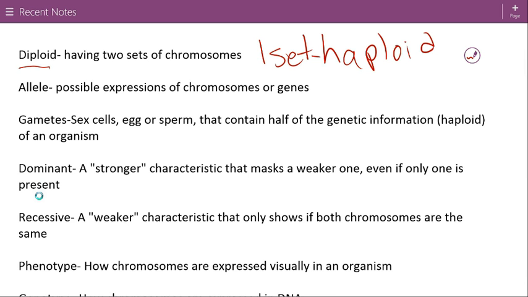Alright, so an allele is a possible expression of chromosomes or genes. And this can be talking either physically or genetically, how it's actually written out in the genetic code. Gametes are sex cells, egg or sperm, and they contain half the genetic information of an organism, again they're haploid. Dominant is a stronger characteristic that masks a weaker one, even if there's only one present. So this is what's going to be visible most often. We'll talk about that in a bit. Recessive is a weaker characteristic that only shows if both chromosomes are the same.